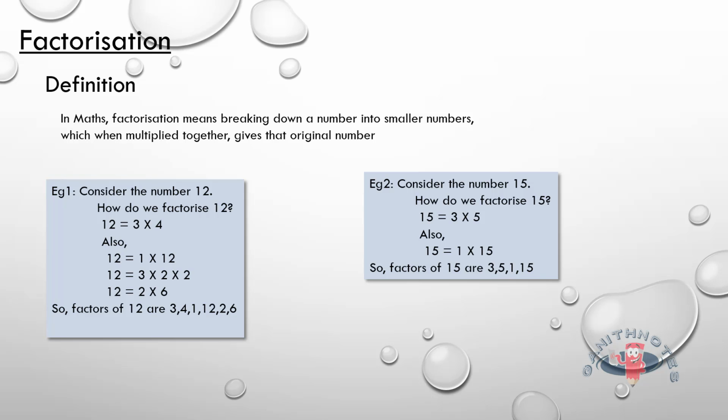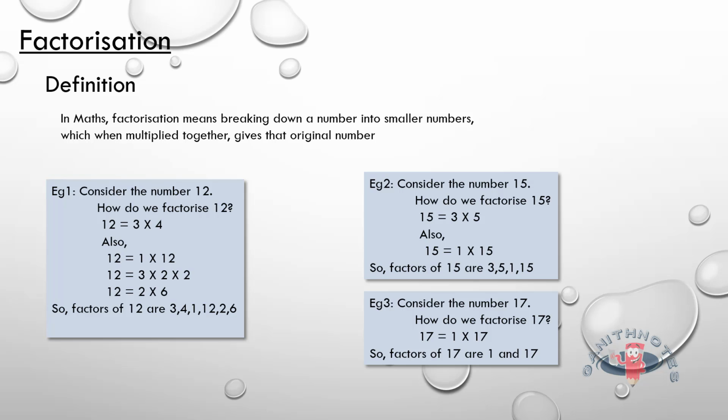So let's go to another example. In example 2, we are going to consider another number, 15. How do we factorize 15 in terms of smaller numbers? 15 can be written as 3 into 5, which means that 3 and 5 are factors of 15. Also, 15 can be written as 1 into 15, which means that 1 and 15 are factors of 15. So considering both factorizations of 15, we have 3, 5, 1 and 15. All these four numbers are the factors of 15. Hence, the factors of 15 are 3, 5, 1 and 15.